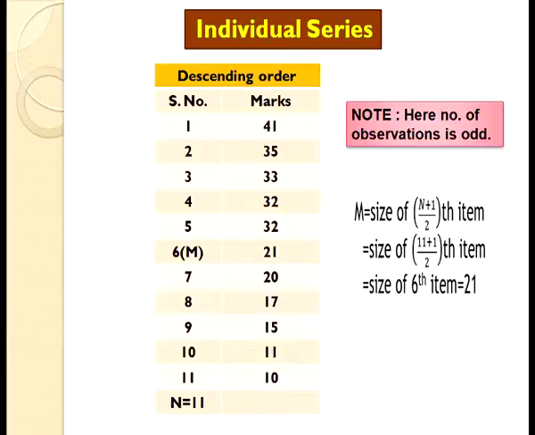The marks have been arranged in descending order. Again, the formula remains the same: median is equal to size of (n plus 1) by 2th item. N over here is 11. (11 plus 1) by 2th item gives you the 6th item. If we locate it in the marks, again it is 21 marks. So, students, we have learned how to compute median where the number of observations is odd.